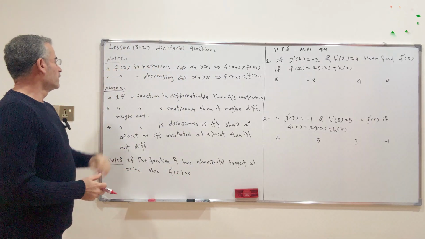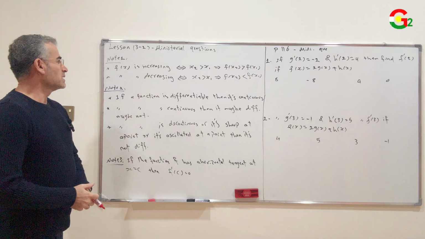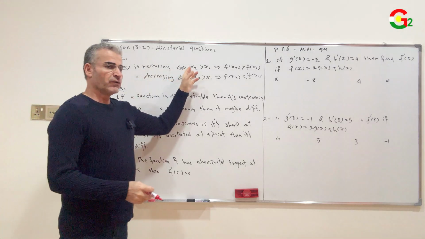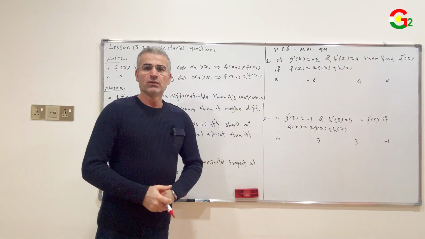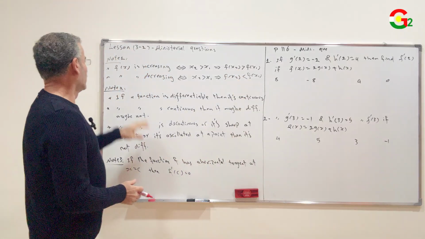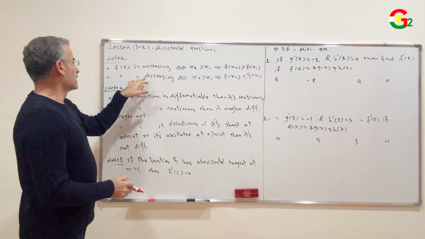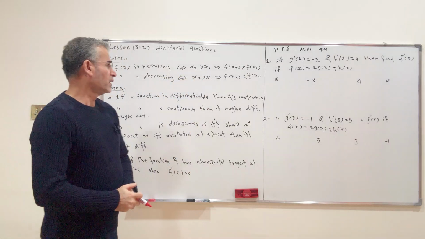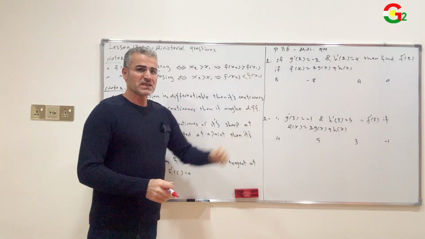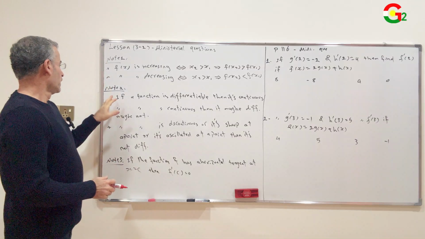Note 1: f of x is increasing if and only if, when x2 greater than x1, then f of x2 greater than f of x1, and f of x is decreasing if and only if, when x2 greater than x1, then f of x2 less than f of x1.